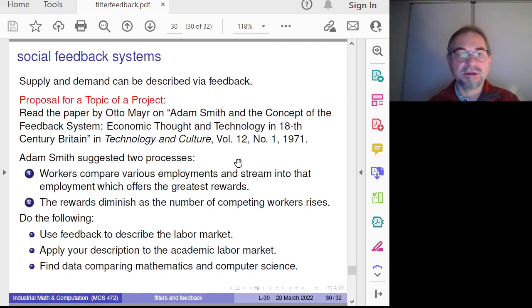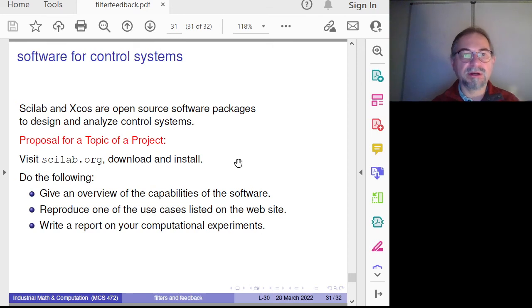So look for data or a description applied to the academic labor market, which is, by the way, quite diverse. There are various kinds of positions, teaching positions, research positions. Also look into mathematics and look into computer science. So that's the first type of project.